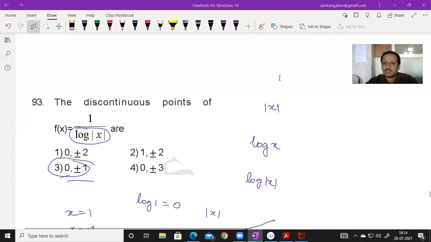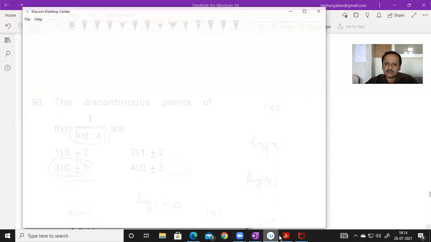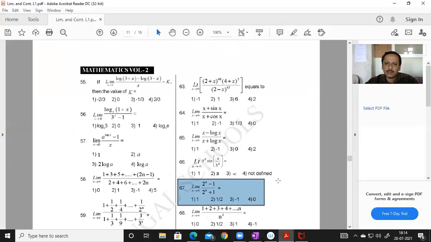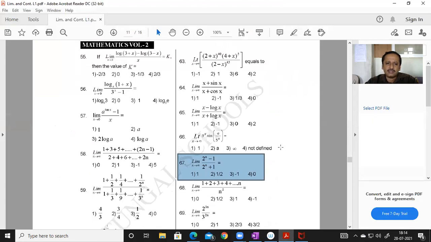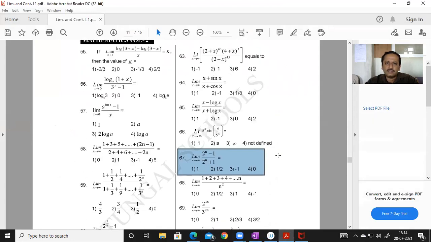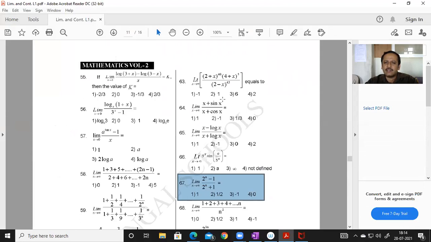These are from yesterday, I guess. Abhishek. Okay. Just a minute. Please wait. 63rd question and 60th question. 60th and 63rd. Okay.